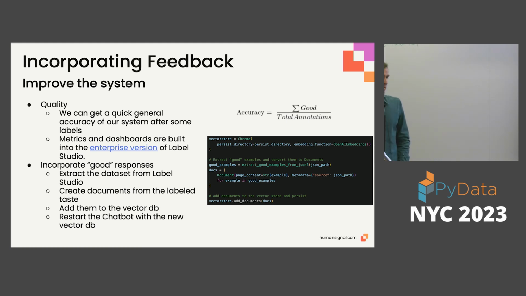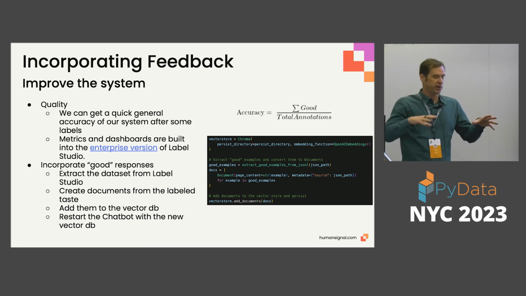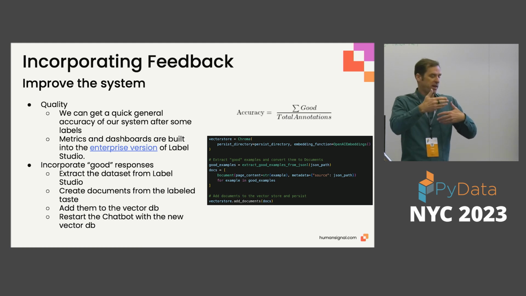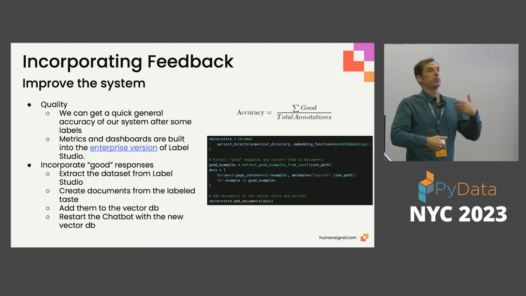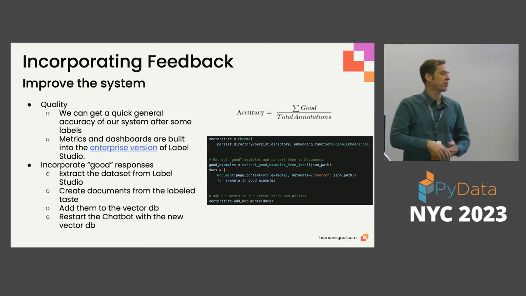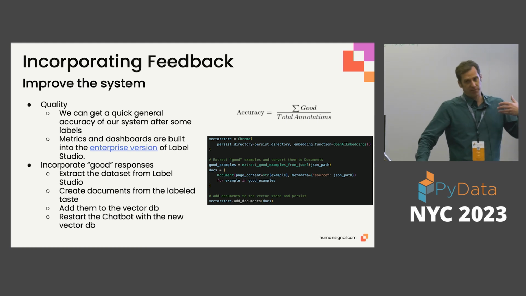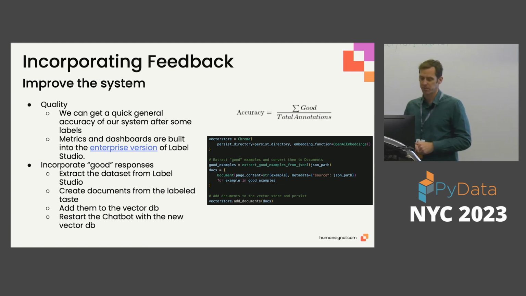But what we're going to do in this process is send responses to Label Studio, do the annotation, export that data, and then run a script that will incorporate those responses into our embeddings database. And then we're going to restart that up, and that's the process that we're going to use to improve the chatbot. In a production system, you would want to automate these things and build this into your ML pipeline. But this is just an example to give you a taste of how something like this would look.